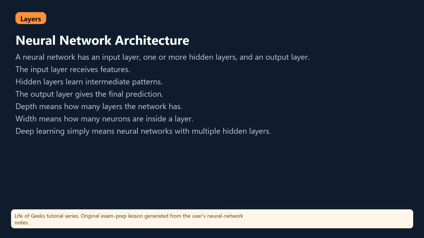The output layer gives the final answer. Depth means the number of layers, especially hidden layers. Width means the number of neurons in a layer. A network with many hidden layers is called deep, which is where the phrase deep learning comes from. Do not make this too mysterious. Deep learning is neural networks with multiple hidden layers trained on data.